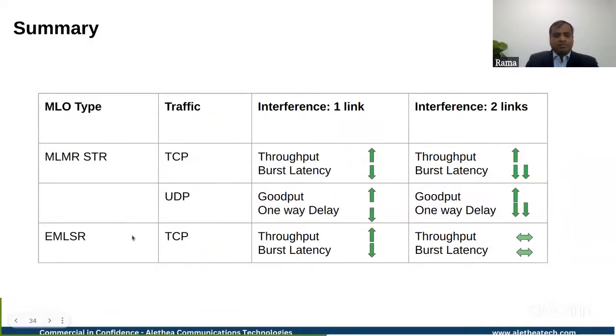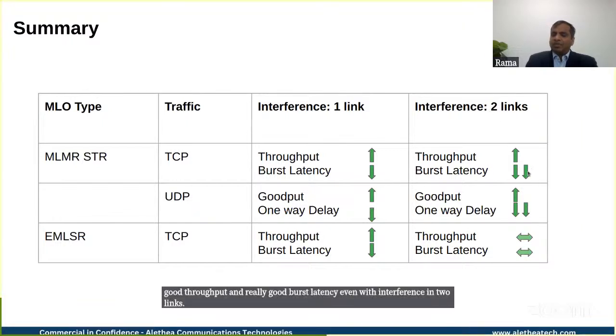So we are back to the summary now of what's happening. The experimental results with one client show us that for an MLMR STR case, we have improved throughput and improved burst latency for interference in one link. We also have good throughput and really good burst latency even with interference in two links.